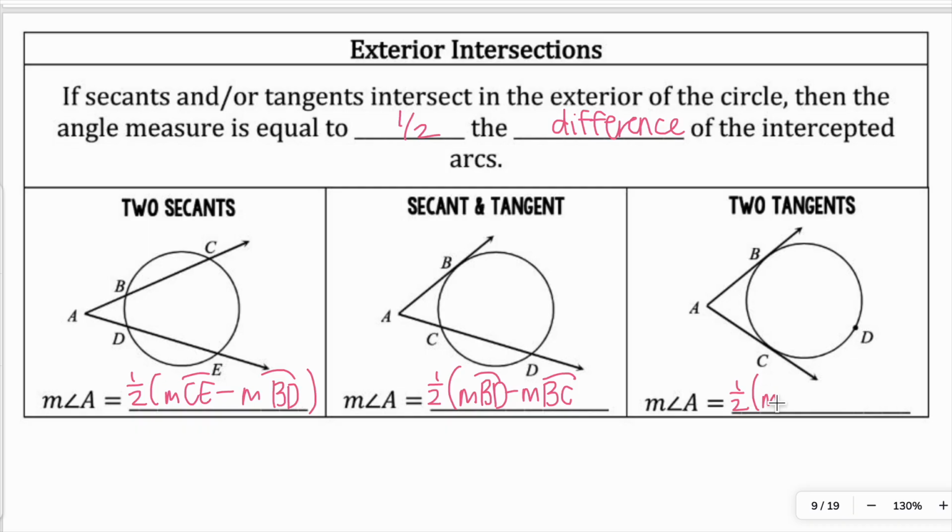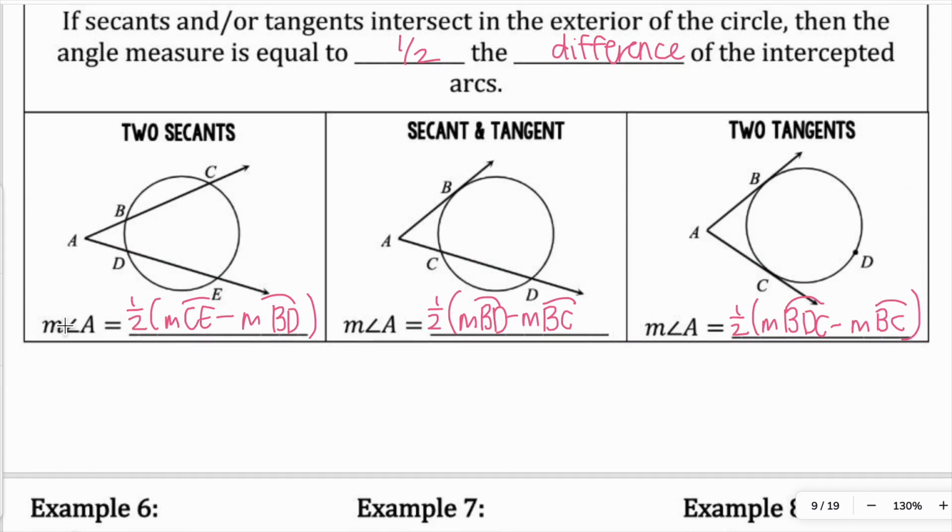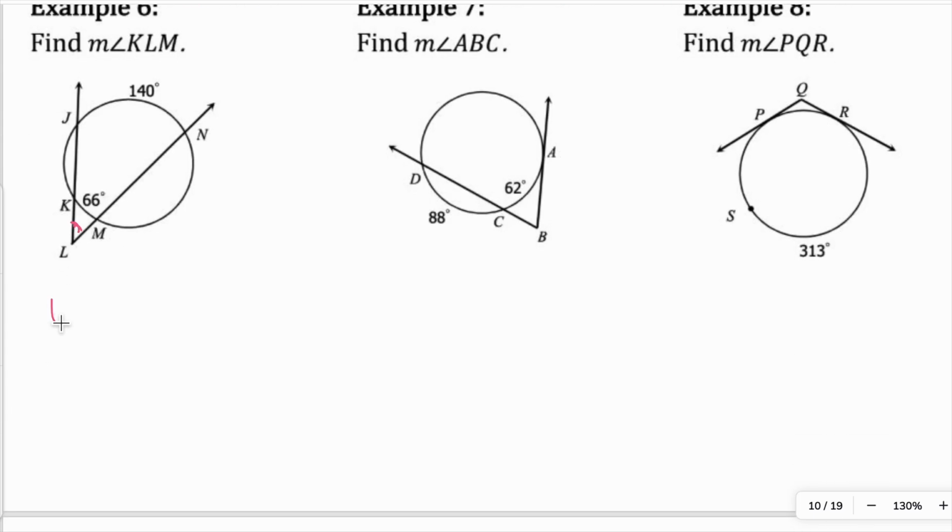And then angle A here would be the same thing again: 1/2 times the measure of arc BDC minus the measure of arc BC. So with intercepting arcs, it's big arc minus small arc, and take half of it. We're going to try that here. If we want to know the measurement of KLM, this angle right here, that's very similar to the two-secant option. That'd be 1/2 the difference of 140 and 66. We're going to get 37 degrees.